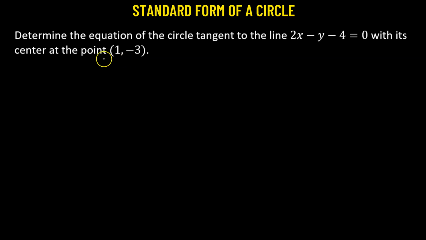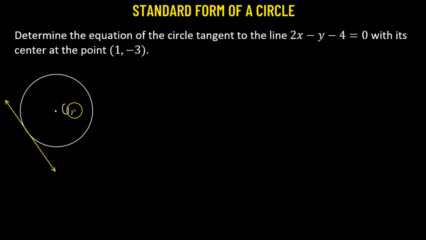So let's try to understand the problem graphically. Here we have a circle whose center is given by (1, -3). And we have another line. This line is tangent to the circle, and we are provided with the equation of the tangent line, that's 2x minus y minus 4 equals 0. So using only these two pieces of information, we need to determine the equation of the circle.